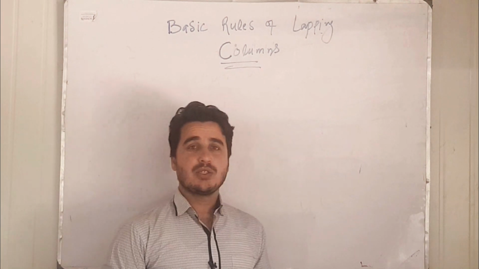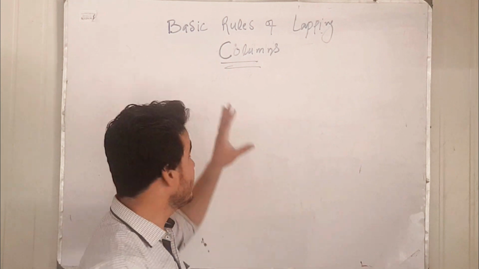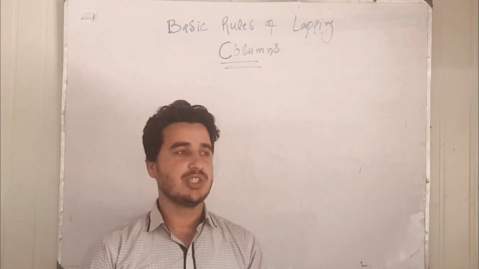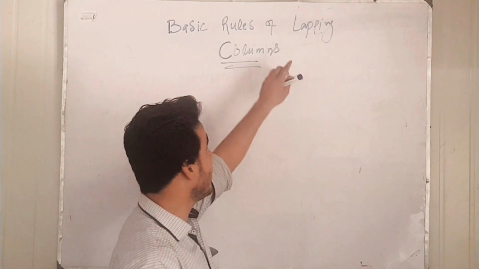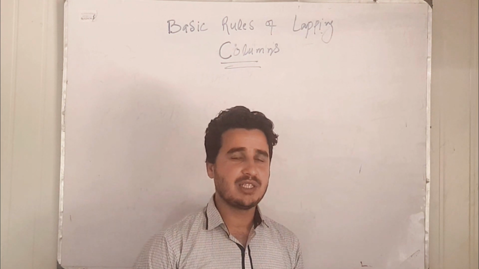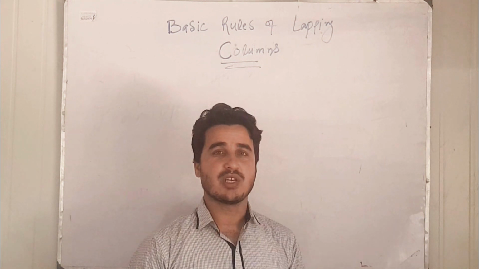What are the basic rules for design, for the lapping zone of a column? This has been an important question for designers and for construction engineers. So today we'll be talking about that. Okay, so you can say these are 6 or 7 basic rules which you have to keep in your mind during the construction process or during the design process of columns.